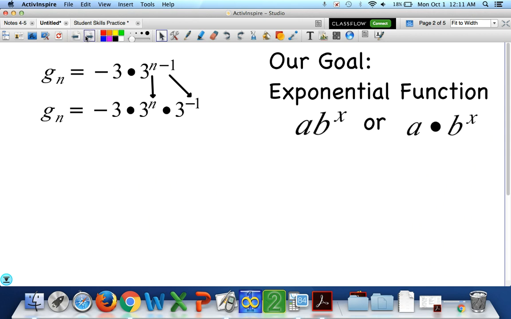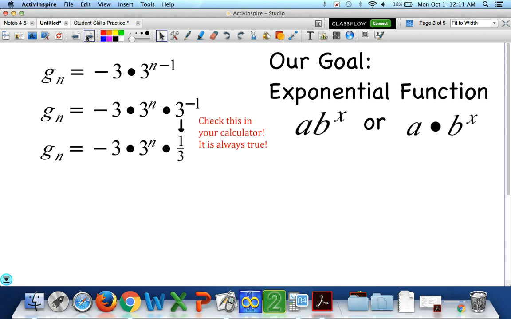Now, the next part's going to look a little bit like voodoo, like something just magically happened, but we can check this, and I'm going to show you. This is actually always true.